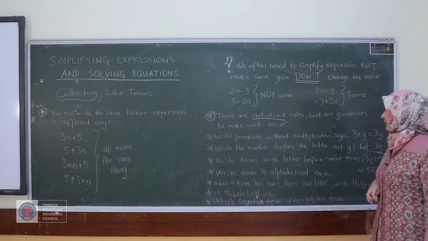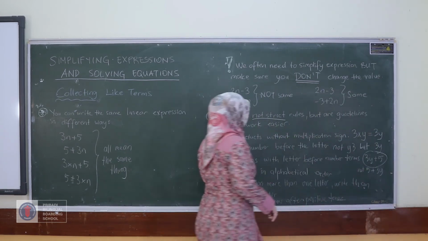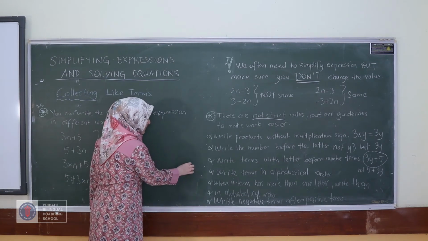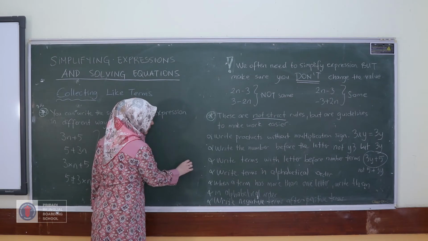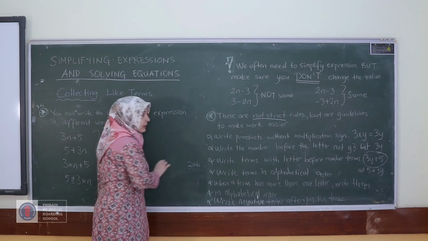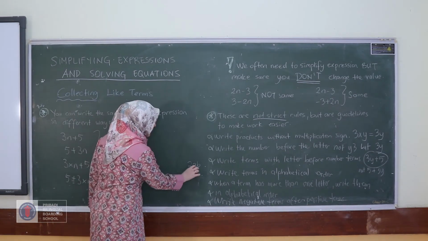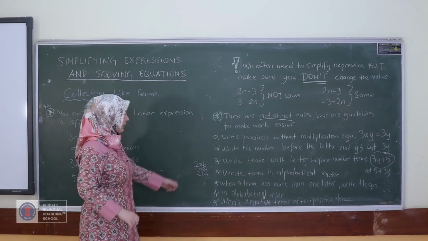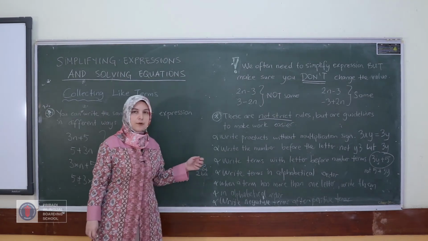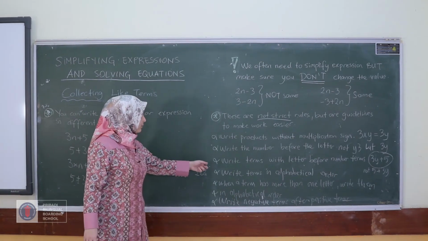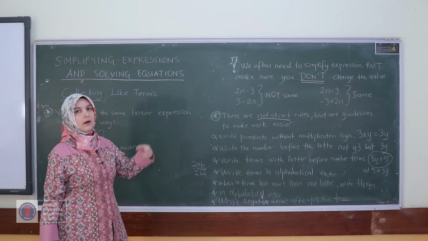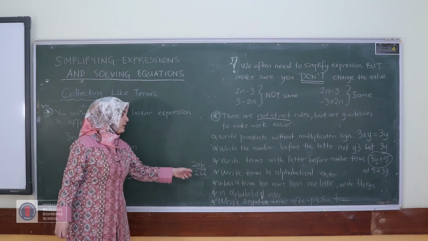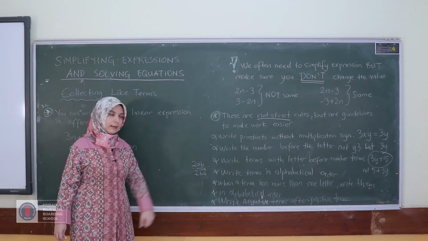Another one, we write terms in alphabetical order. For example, we write 2AB, but we don't write 2BA, okay? Because we know that in the alphabet, A is first and B comes after A. So we don't write 2BA, but we write 2AB.